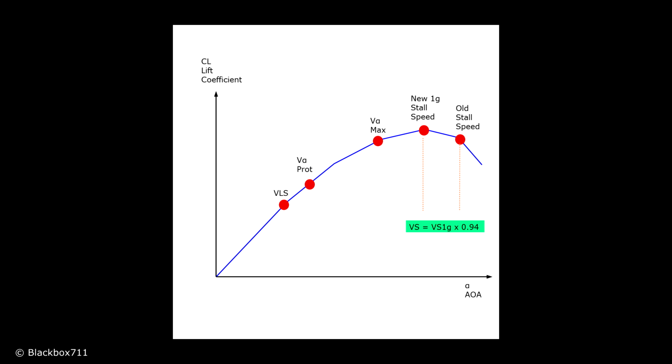Let me show you a chart where you have the lift coefficient on the y-axis and the angle of attack on the x-axis. And you can see that with increasing angle of attack, obviously the lift coefficient increases, and you reach a maximum lift coefficient at the 1G stall speed. Now in the chart you can also see the old stall speed, and the difference between the new and the old stall speed is the factor 0.94.